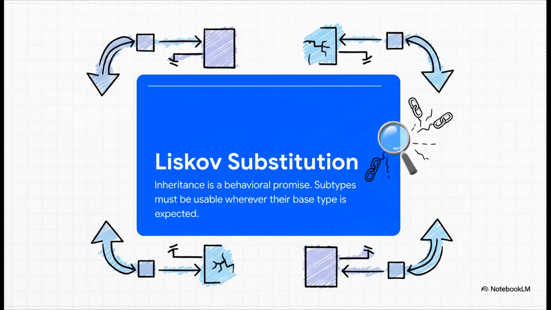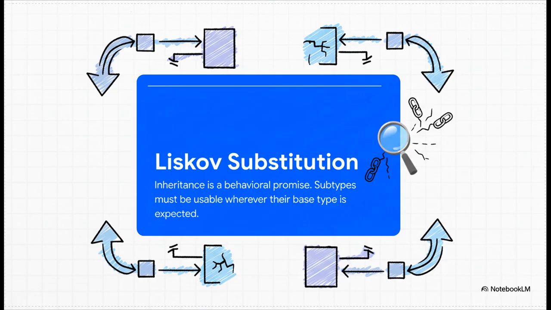Okay, next up is the Liskov substitution principle, or LSP. Now, this one is a bit more subtle, but man, is it critical. Breaking it is what causes those completely baffling production failures that are impossible to find. The core idea is that inheritance is more than just sharing code. It's a behavioral promise. A child class can't just have the same methods as its parent. It has to behave in a way that anyone using the parent would expect.